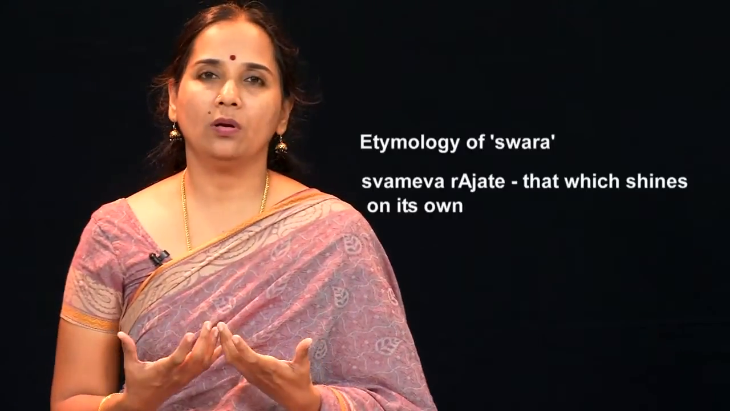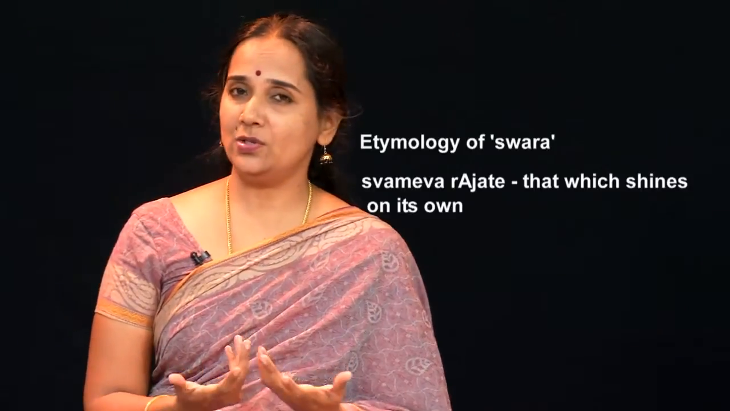For instance, the word Sanskrit itself. Sanskrit, of course, is an anglicized version of the original word Samskritam. One etymological derivation of it is Samyakkritam, which means that which is well formed. So, the language is indeed well formed, and therefore the name. So in the case of swara, one very common etymological derivation is given like this: Swameva Rajate. Here it means that which shines on its own.